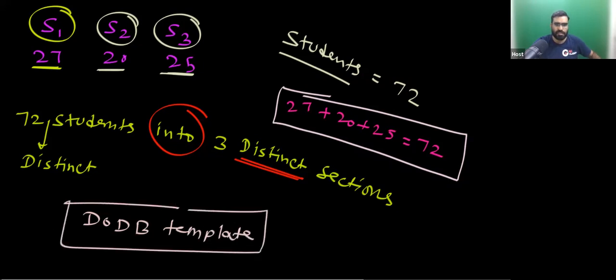Now there are 2 ways in the DODB template. What is method number 1? What is DODB? DODB means distinguishable objects, distinguishable boxes. Different objects, different boxes. In this DODB template, what is method number 1?